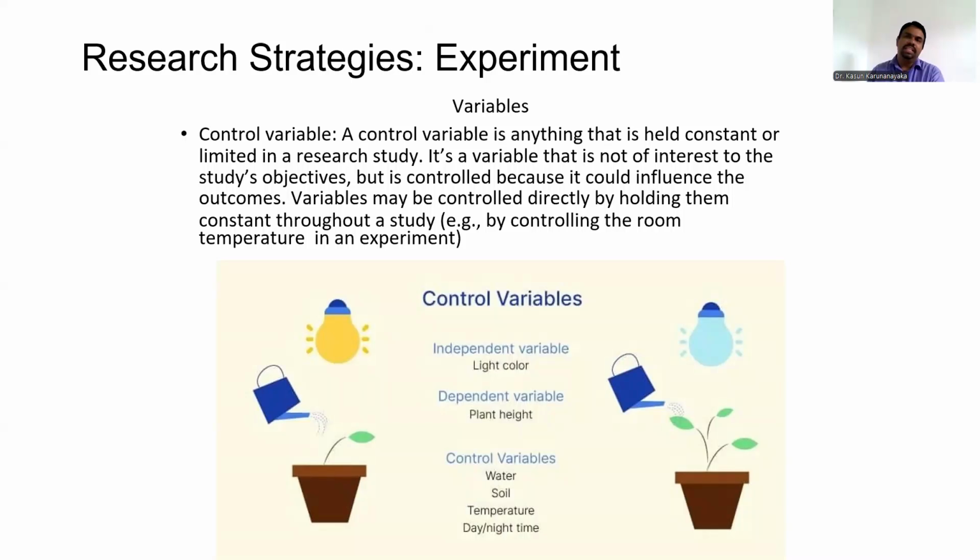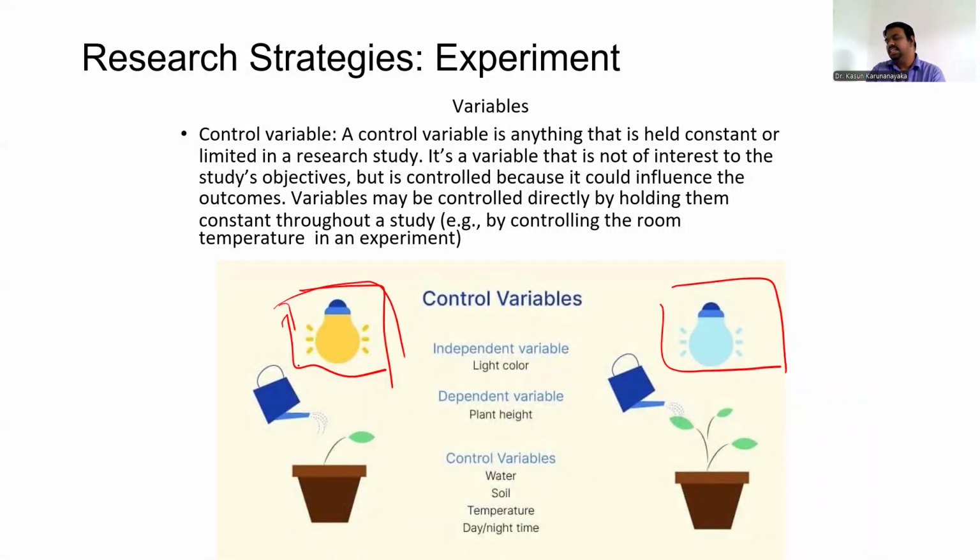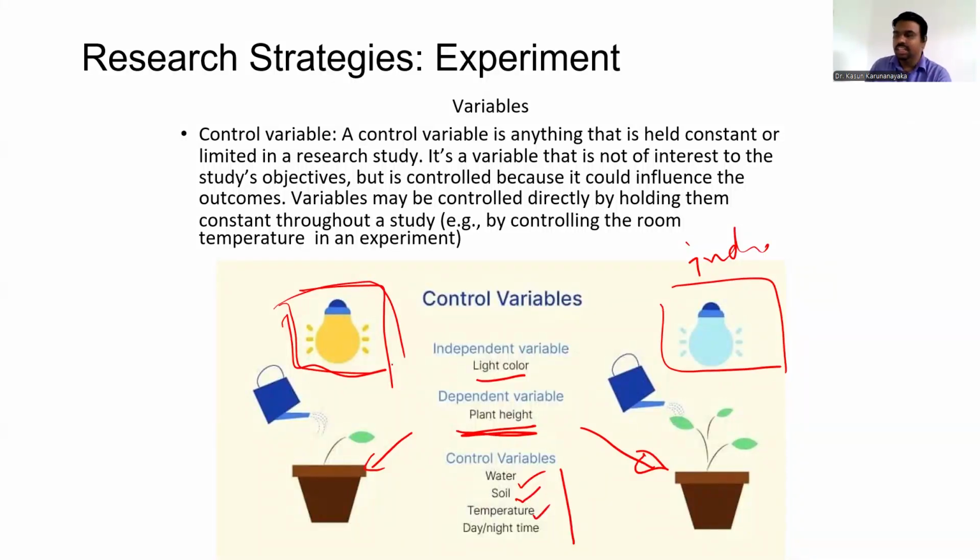And control variables. Control variables are the variables that usually we control in our research. For example, we want to study whether the color of the light, whether a daylight bulb or a cool white light bulb, produces more growth of a plant, right? So the light color is our independent variable, and the dependent variable is the plant height. That is what we measure. However, certain variables we need to control because we need to add the same amount of water, same type of soil, right? If the soil is different, then one plant will grow higher. And the same temperature, same day-night time, 12 hours of light, 12 hours of dark. So those are the variables that can affect our study, which we need to control.